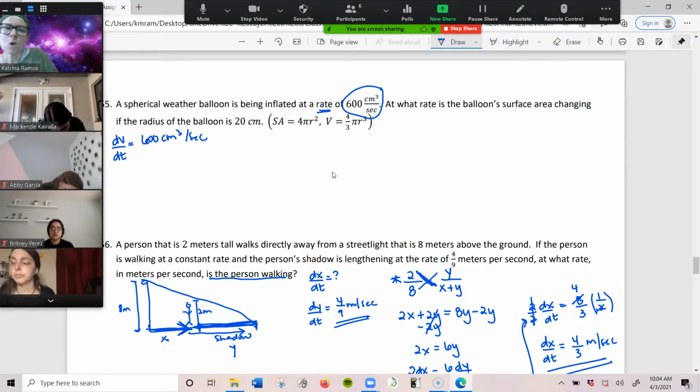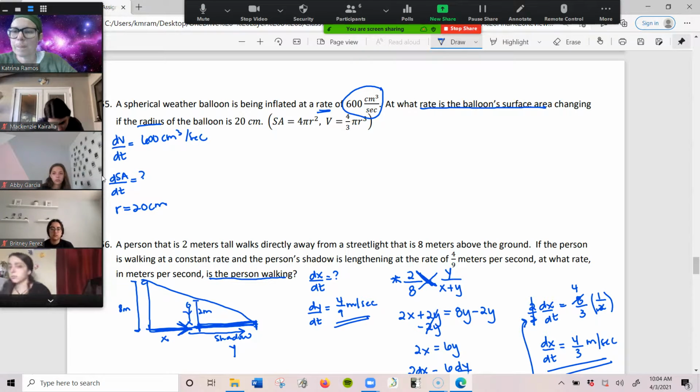Okay. We're trying to figure out the rate of the balloon's surface area. So I am looking for, I'm going to put dSA over dt. That's what I'm trying to find. If the radius of the balloon, so r, is 20 centimeters. Is that okay?